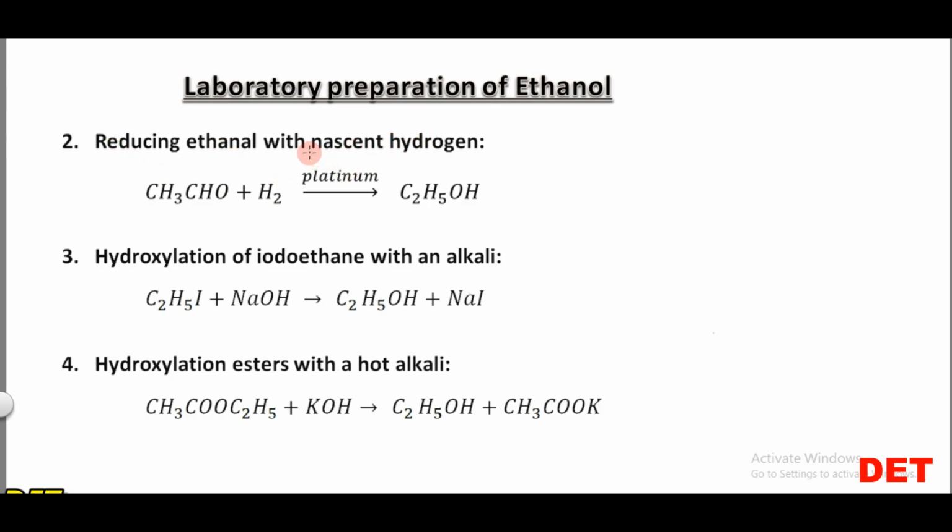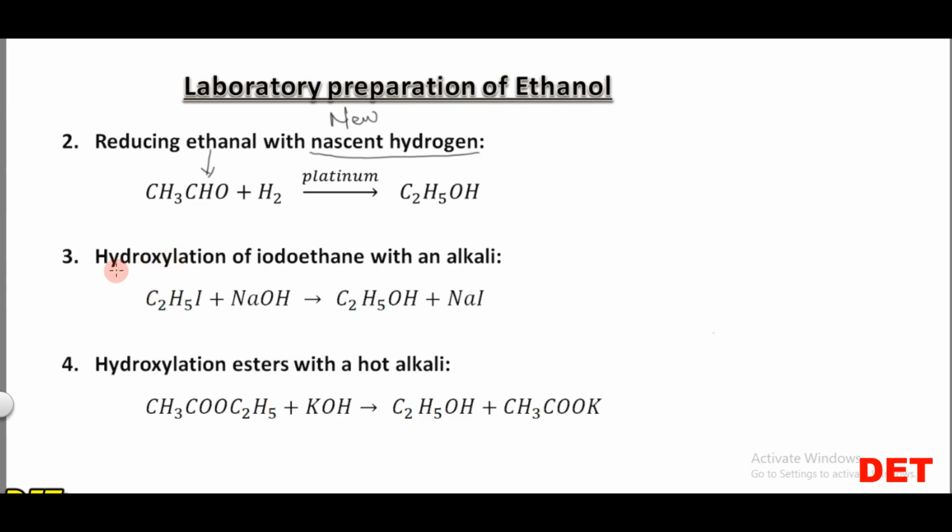Nascent hydrogen. So like I said before, nascent hydrogen is hydrogen that has just been produced. Alright, it's just like saying new hydrogen. So reducing ethanal with nascent hydrogen, ethanol will be formed. So this is ethanal, alright? This is a compound called ethanal. So when this compound reacts with hydrogen in the presence of a platinum catalyst, ethanol is formed. Alright, so this is one of the ways in which ethanol can be prepared in the laboratory, by reducing ethanal with nascent hydrogen.